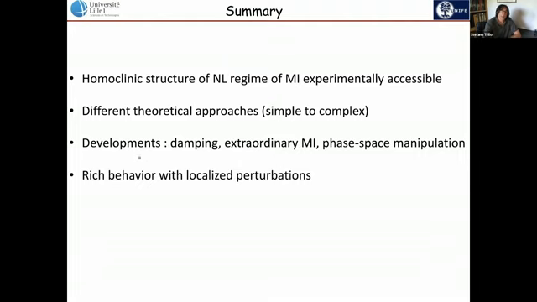There are other developments, and I've shown the case of damping, the case of what we call extraordinary mean in the stable region, and the case of the phase space manipulation. Also, unfortunately very briefly, the fact that the localized perturbation can have a very rich behavior, which needs further work from the experimentalists and also from the theoreticians, in my opinion.